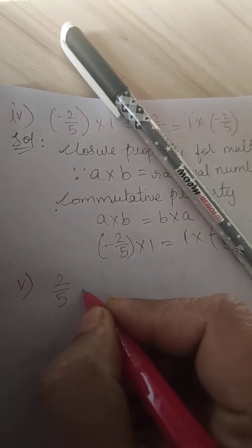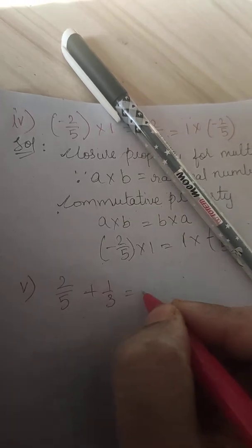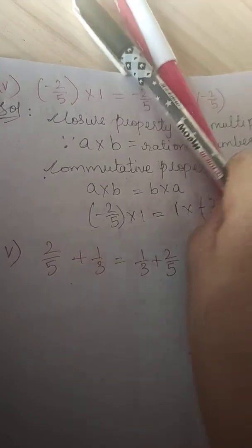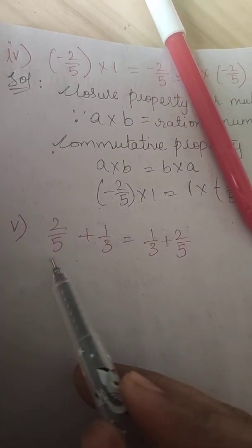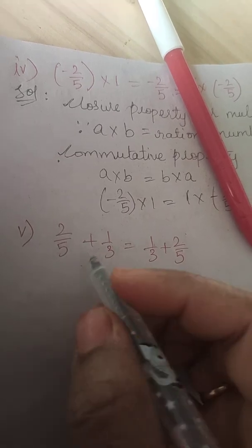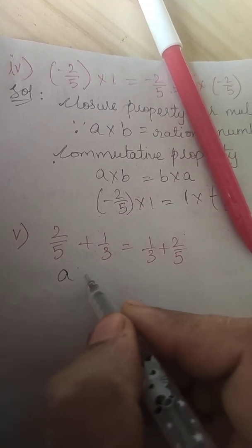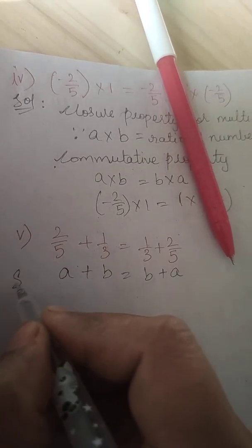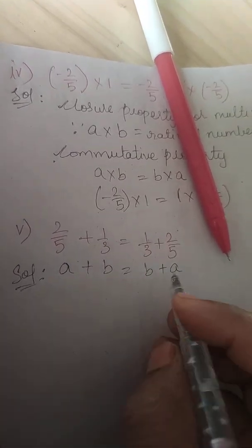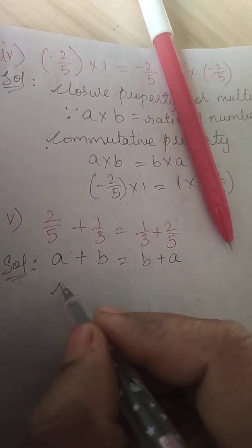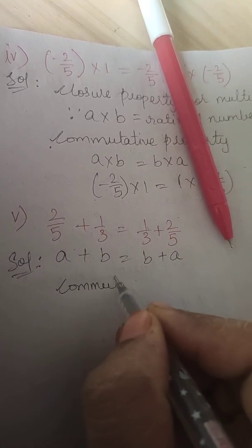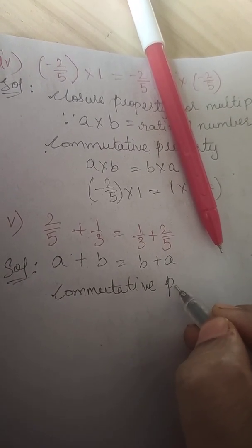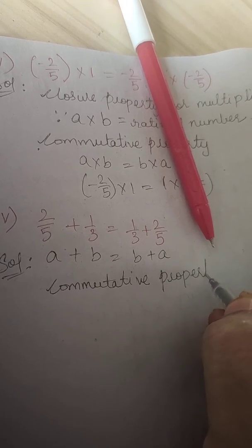2 by 5 plus 1 by 3 is equal to 1 by 3 plus 2 by 5. Okay, here we can observe that it is in the pattern of a plus b is equal to b plus a. Okay, a plus b is equal to b plus a. So it is involved in the property, yes, commutative property. Again, commutative property for addition it is.